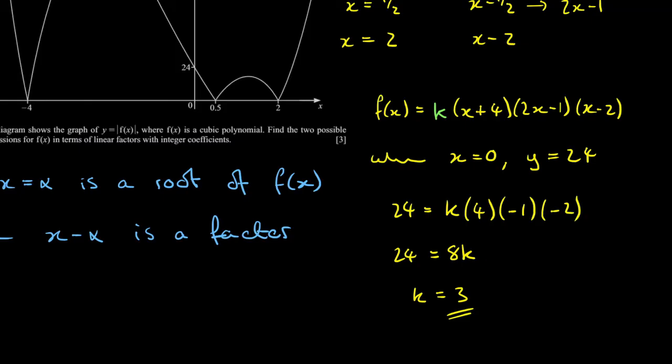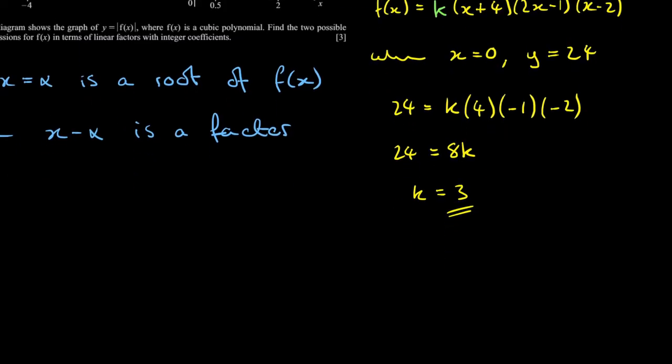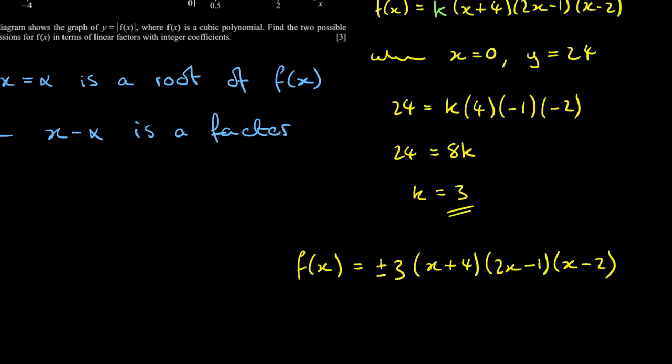So if I want to write this out now in full, I could say that f of x is equal to the same thing, x plus 4, 2x minus 1, x minus 2, but then plus or minus 3. Okay? And that deals with the modulus.